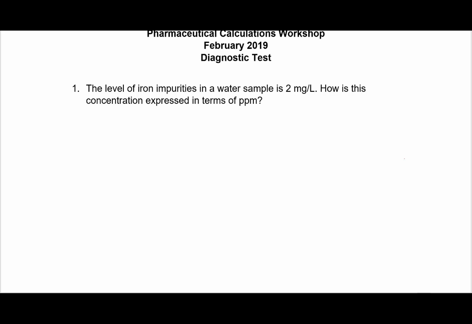Question number one says that the level of iron impurities in a water sample is 2 milligrams per liter, and we have to express this concentration in terms of ppm. If you recall from the other videos, we looked at the different types of concentrations, how they are expressed, and then we also practiced converting from one concentration into the other. So this is the same type of question where we have been given the concentration in milligrams per liter, and we have to express that in parts per million.